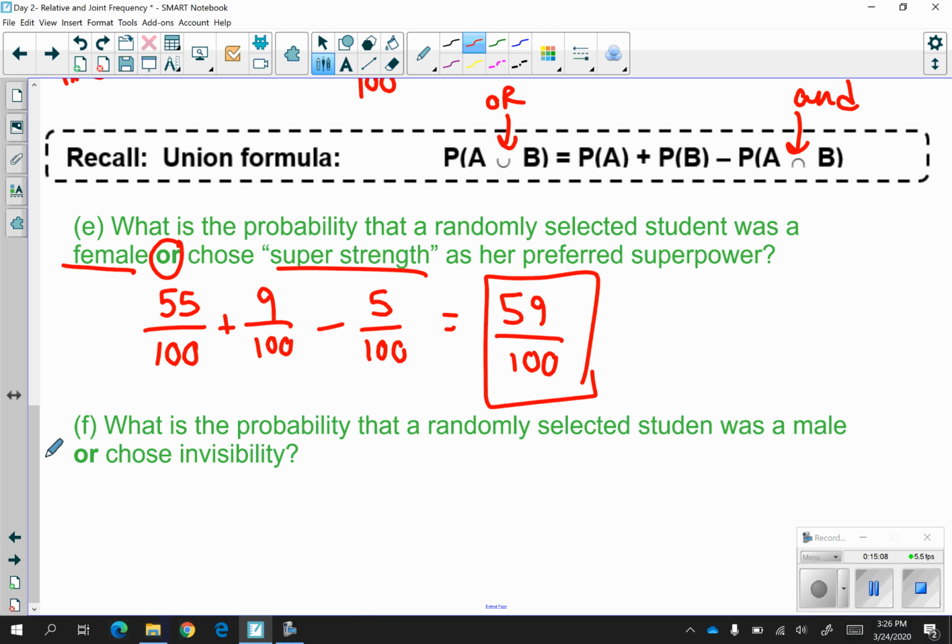Let's try the next one. What's the probability that a randomly selected student was male or chose invisibility? So first you need to find the probability that they are a male, then find the probability that they like invisibility, and then find the probability and subtract them liking invisibility and being a male at the same time.